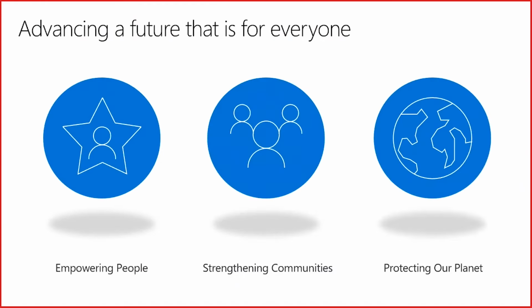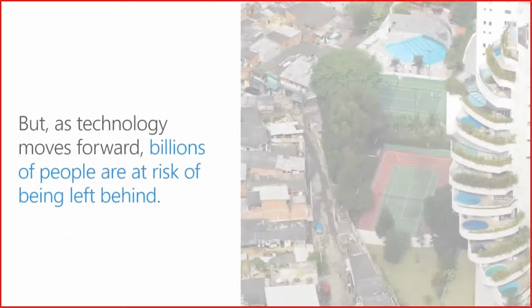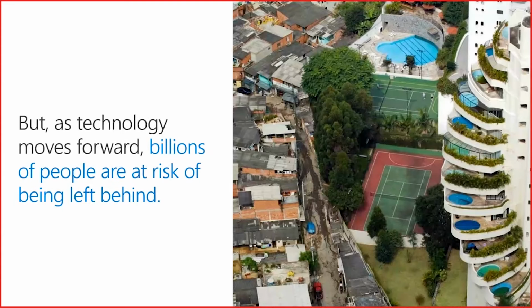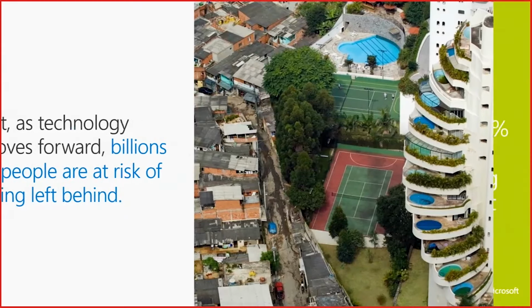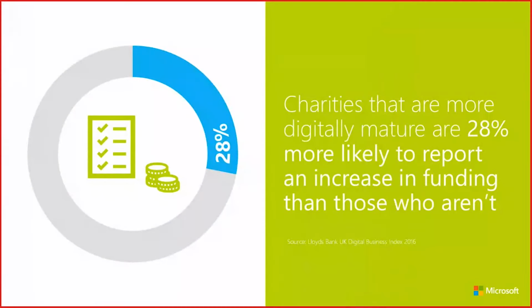So last week, Eve showed a couple of slides about digital maturity and the impact that it can actually have on charities, in terms of looking at the types of diversity and inclusion and those kinds of things. I just put those slides back up to look at how charities that are more digitally mature are 28% more likely to report an increase in funding than those who aren't.